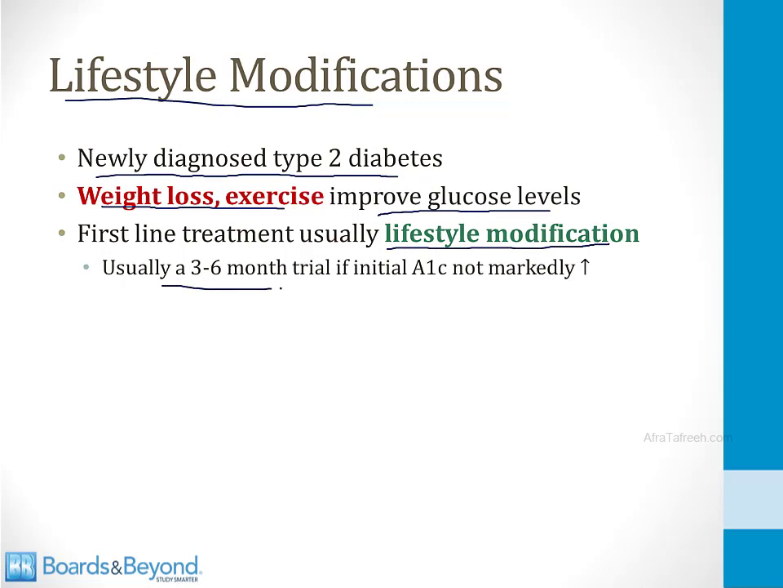Usually a 3 to 6 month trial is initiated unless the A1C is very, very high. If the A1C is markedly high, like 9 or 10%, then lifestyle modifications are not going to work, and you will often start drug therapy initially. But assuming the A1C is not markedly elevated, then lifestyle modifications are usually what you begin with.